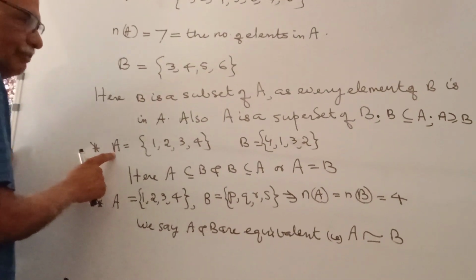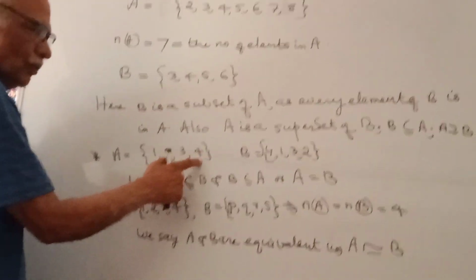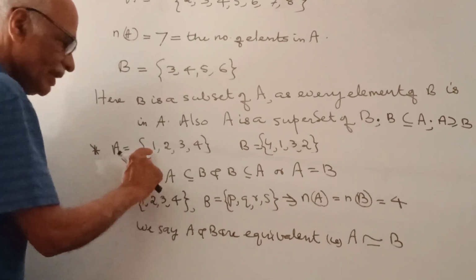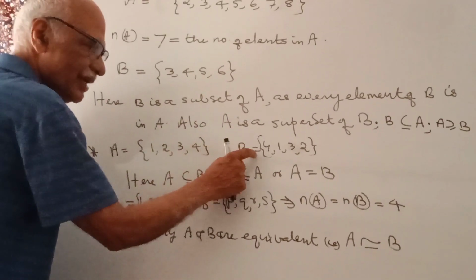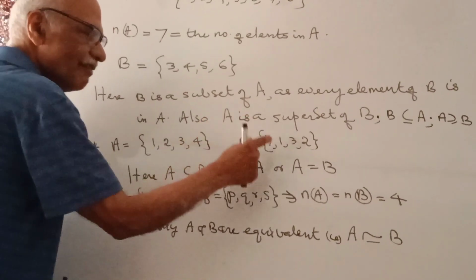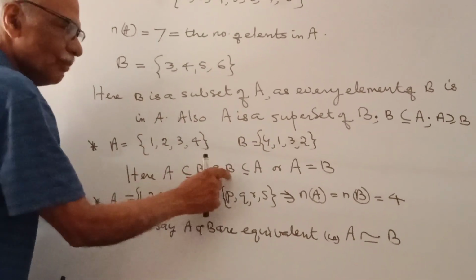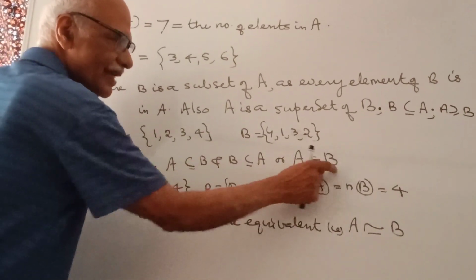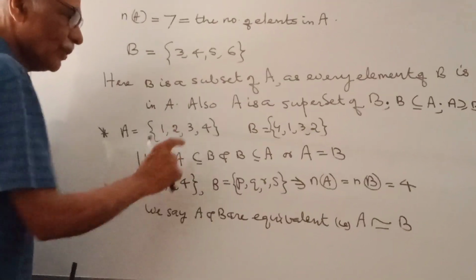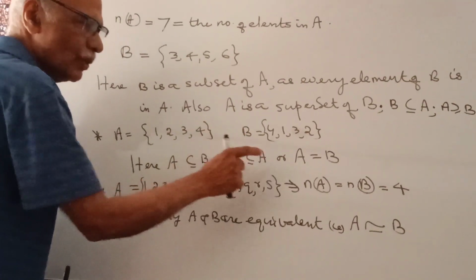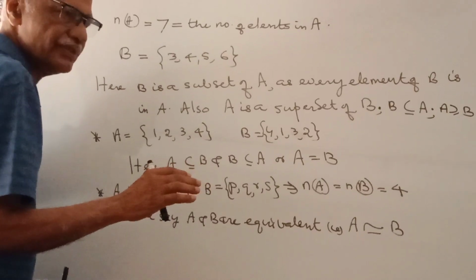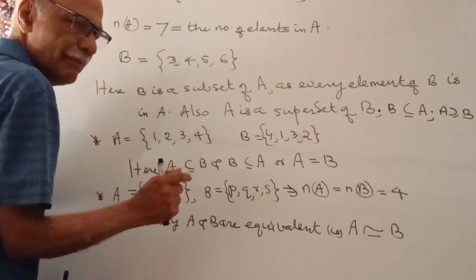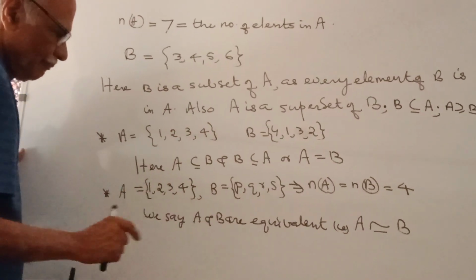Now this is another example. A is {1, 2, 3, 4}. B is {4, 1, 3, 2}. Now here we observe every element of A is in B, so A is a subset of B. Every element of B is in A, so B is a subset of A. So if these two conditions are satisfied, we say A equals B. So two sets are equal if they have the same elements. No importance for the order. Order can be different, but the same elements should come.